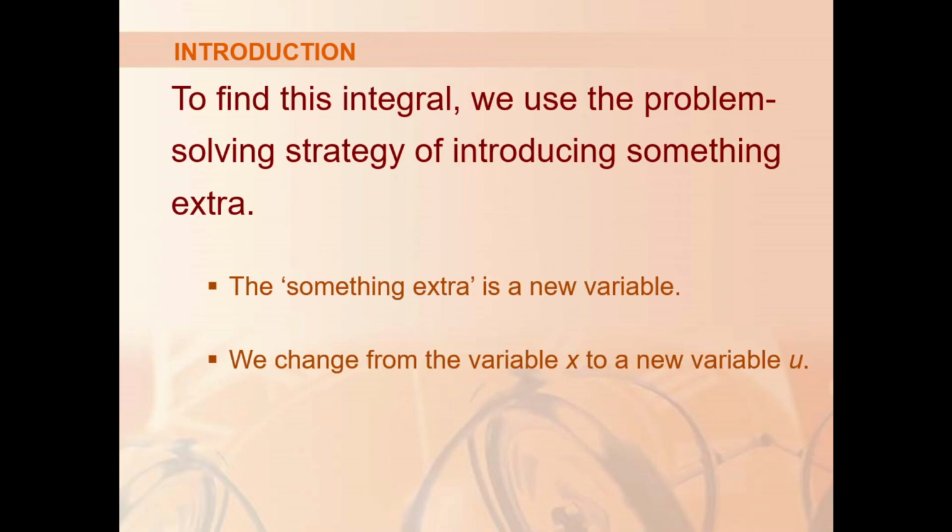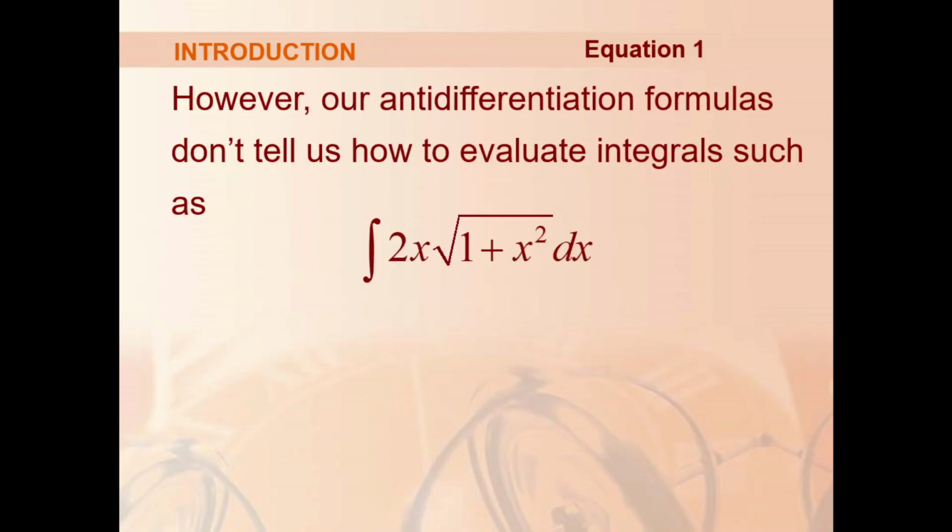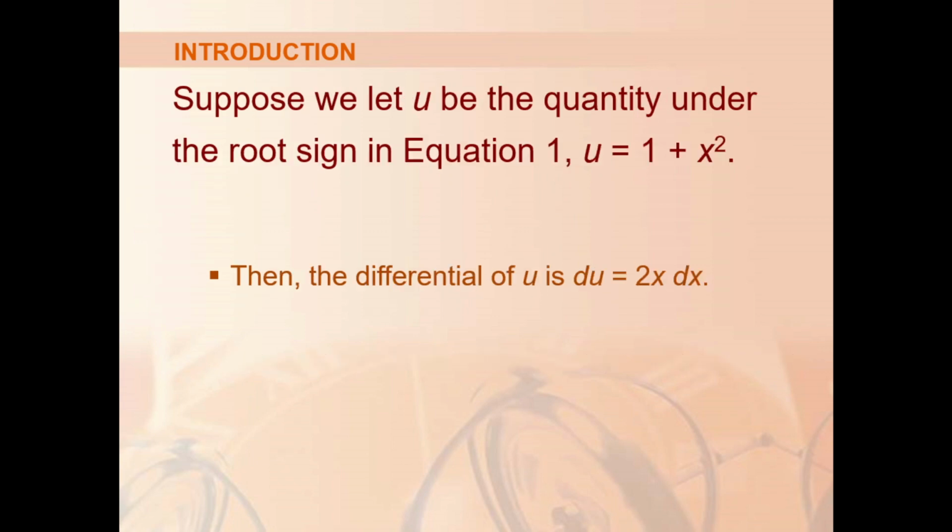Of course, to find this integral, we use a problem-solving strategy of introducing something extra, which is a new variable. We change the variable x to a new variable u. As you can see here, the u can be found in terms of x here. Suppose we would like u to be the quantity under the root sign in the first equation, which is u equals 1 plus x squared. The derivative of x squared is 2x, and then the differential of u is du, so 2x dx.